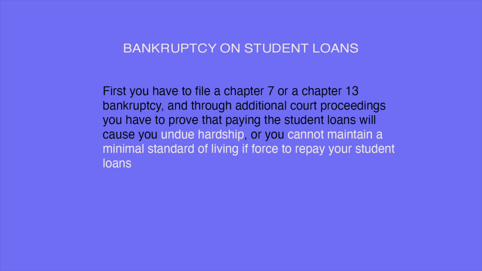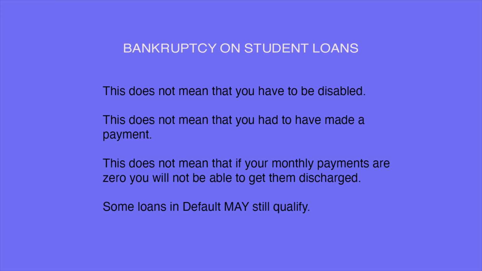Quick overview on filing bankruptcy on student loans. Yes, you can get rid of your student loans through a Chapter 7 or a Chapter 13 bankruptcy. First, you have to file for bankruptcy, and through additional court proceedings, you may have to prove that paying the student loans will cause you undue hardship, or you cannot maintain a minimal standard of living if forced to repay your student loans. This does not mean that you have to be disabled.